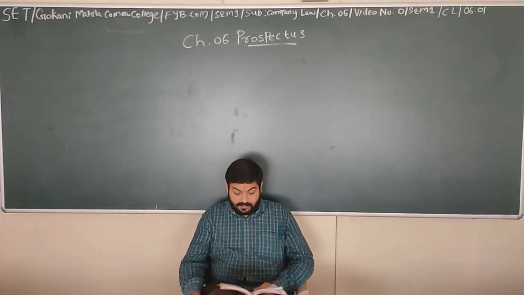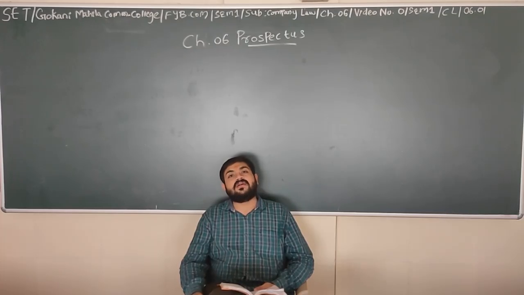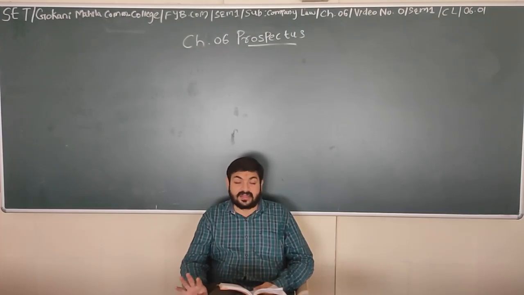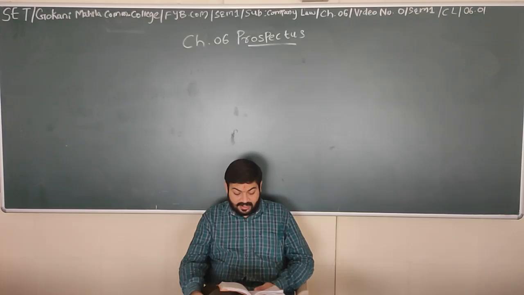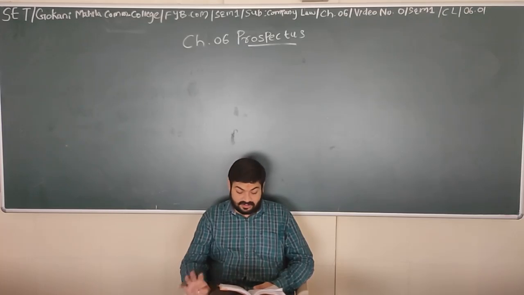Number 4, to let them know that the responsibility for the statements made in the prospectus is understood and accepted by the directors. Number 5, to provide the true conditions of the company to the depositors at the time of accepting deposits.